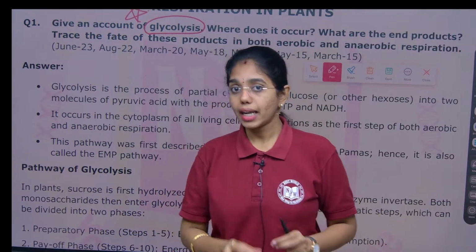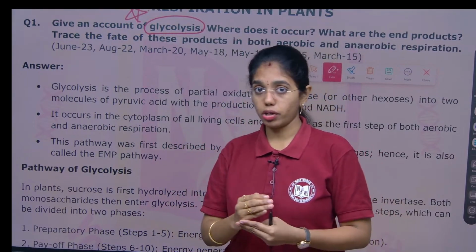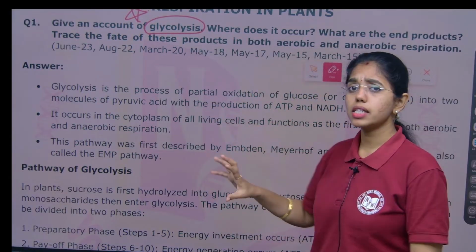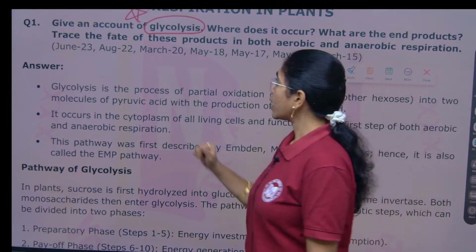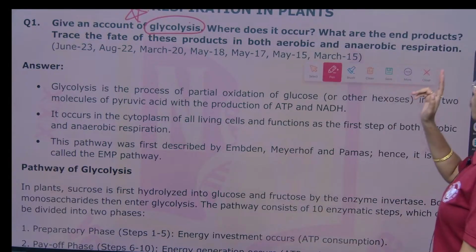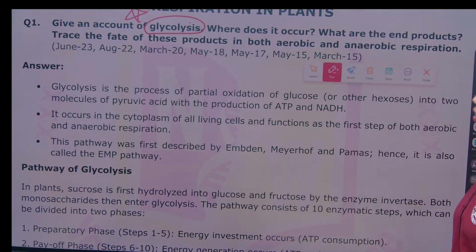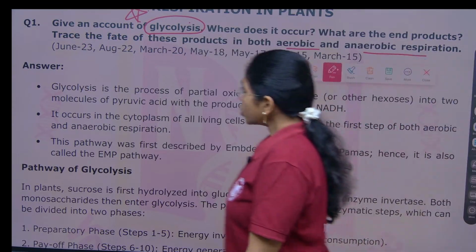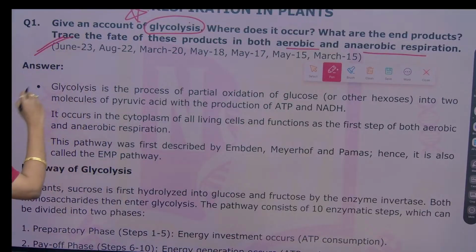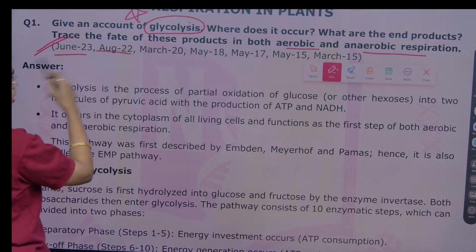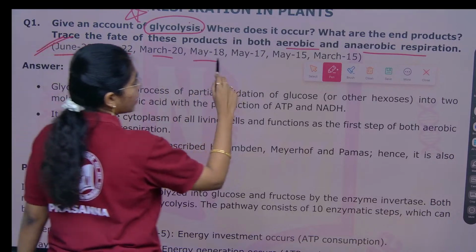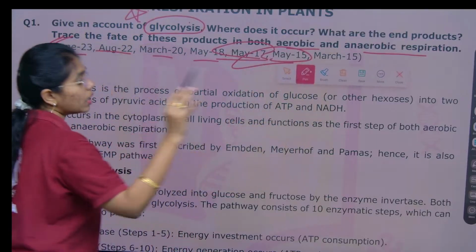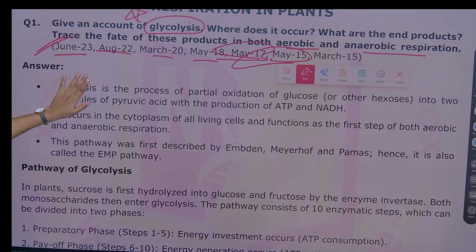All the steps are highlighted and targeted with enzymes and bioenergetics, not just for IPE but also for your NEET and MCET. We will exercise the concept all together, okay. So, give an account of glycolysis: where does it occur, what are the end products, trace the fate of these products in both aerobic and anaerobic respiration. This question has appeared in your previous papers like in June 2023, August 2022, March 2020, May 2018, May 2017, May 2015 and March 2015. These many years in your previous papers of IPE, this question has appeared.